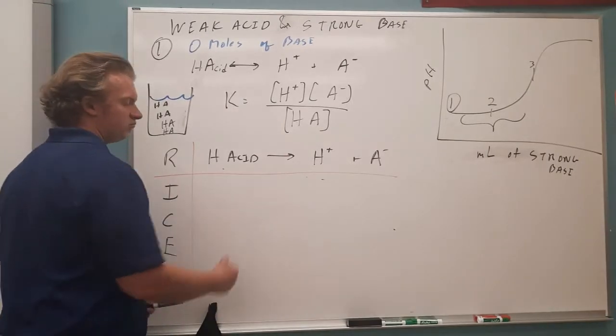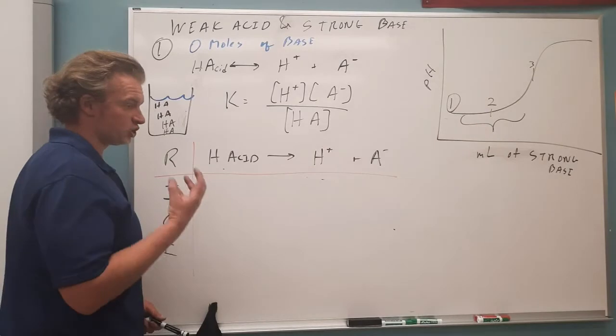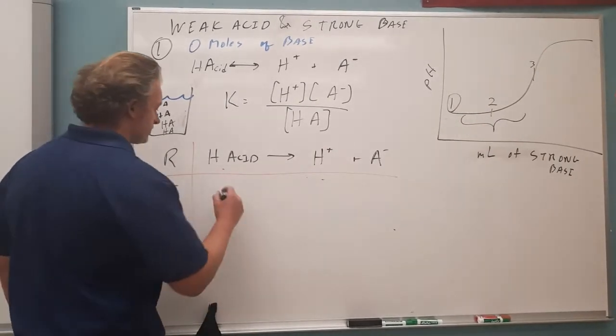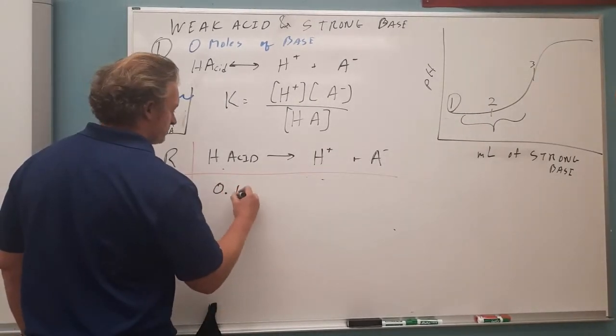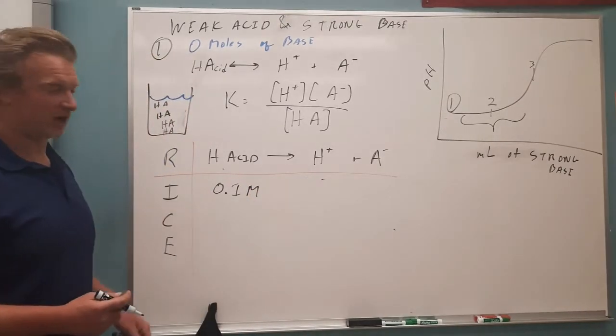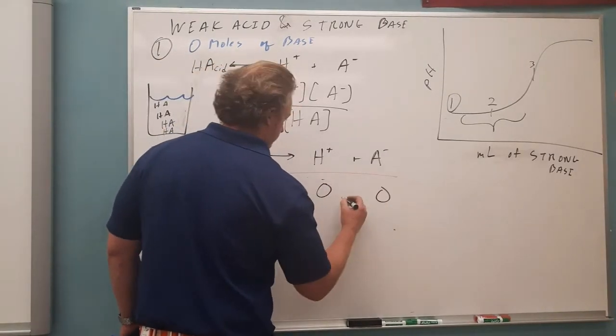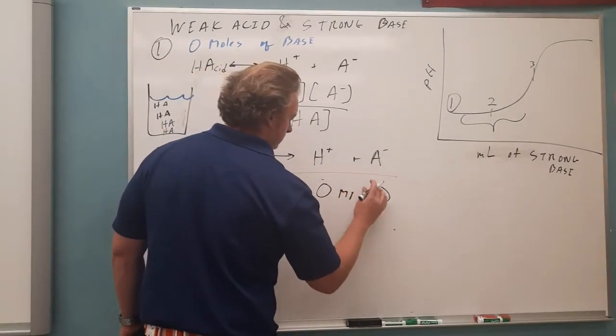Our initial molarities are what you know from the experiment because you set it up. So for example, for this equation, let's just make this 0.1 molarity initial concentration. These concentrations are 0 and 0 molarity.